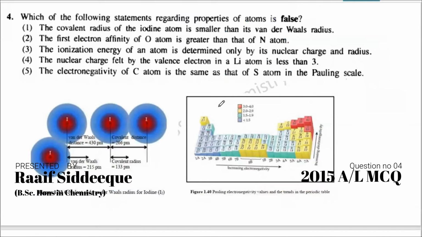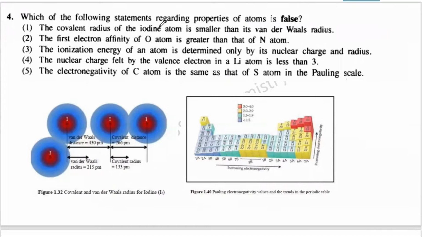Okay, so elemental properties, periodicity. Which of the following statements regarding properties of atom is false? So they are asking which one are false. The covalent radius of iodine atom is smaller than its van der Waals radius.